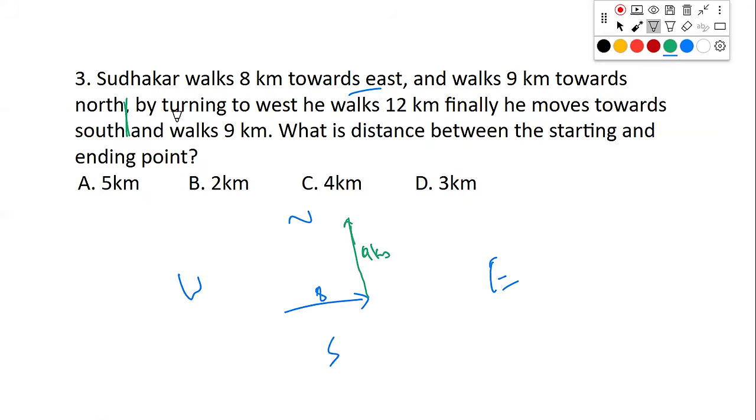So we are done up to here. By turning to west, he walks 12 kilometers. So up to here, it is 8 kilometers. So extra 4 kilometers, say 4 plus 8, which is 12. Finally moves towards south and walks again 9 kilometers. What is the distance between the starting point? So this is the start point, ST, and this is the ending point, say ED. So distance between, obviously this will be same as this, say 4 kilometers.